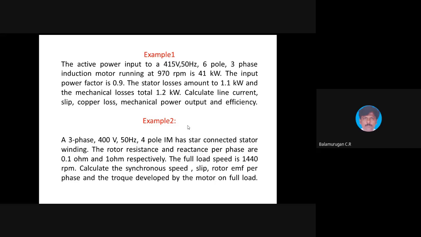3%. Okay. Abhirami, Janini, Jivita. So I mentioned it as 3%. So slip is equal to 3%. So what about the third subdivision?